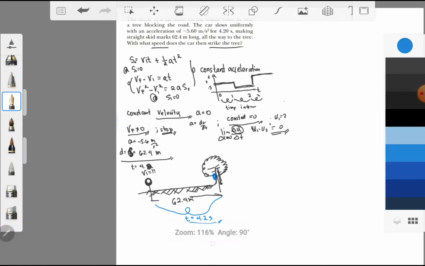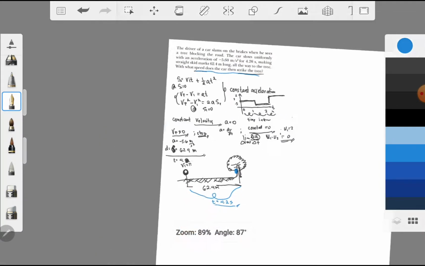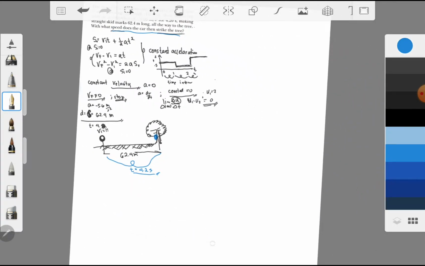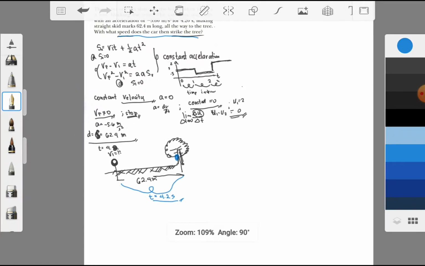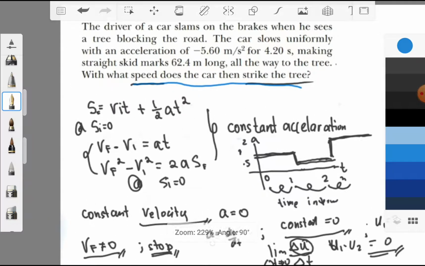So what it is asking is: all the way to the tree, with what speed does the car strike the tree? What speed does the car strike the tree? So, how will we solve this one? We have two solutions there. Particularly, you can get the VI. First step is to solve for VI.